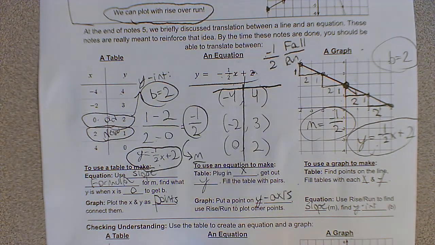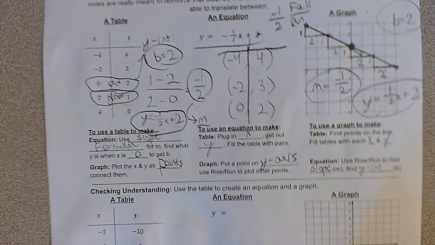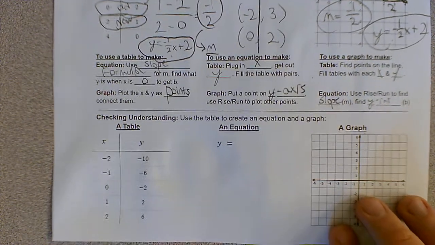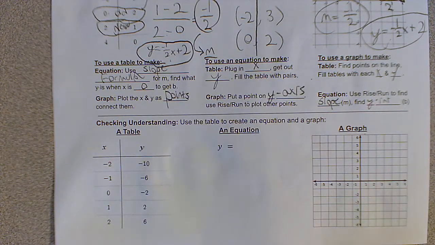So take a second to take it all in. Think about how we went from one to another. Then I want you to go to the checking understanding here at the bottom and try creating a graph and an equation from just this table. I know you can do it. Give it a shot. Once you're done, we're going to flip to the back.